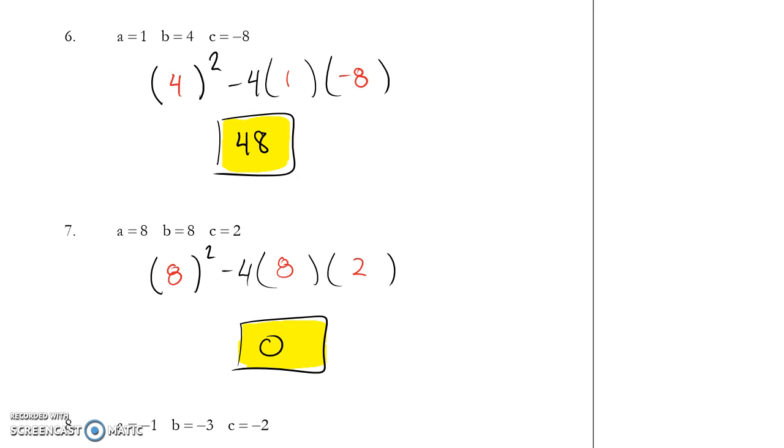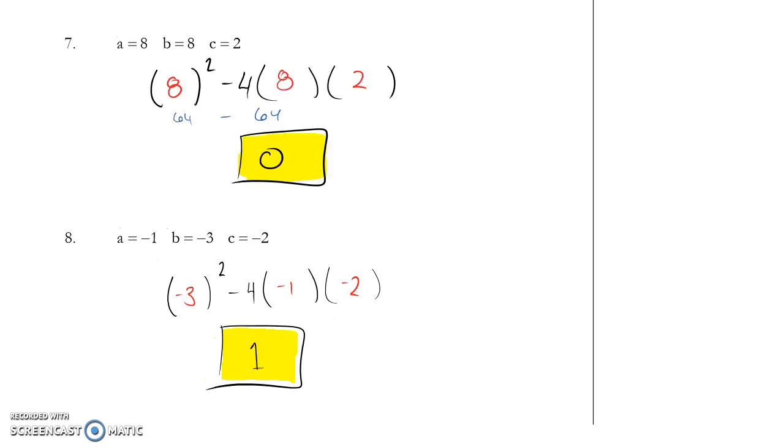So for number 6, we should get 48, and number 7, 0. Why 0? Well, because 8 squared is 64. If we're doing order of operations, I have to do all this multiplication next. 4 times 8 is 32, times 2 is 64, and when I subtract those, I get 0.